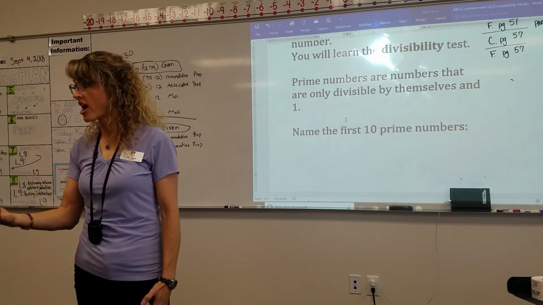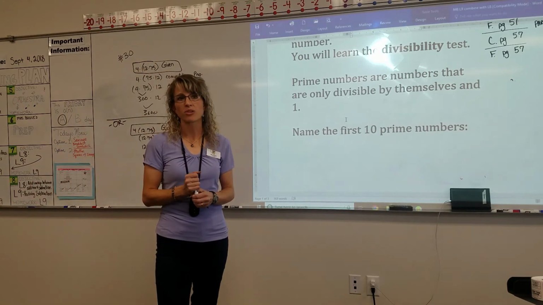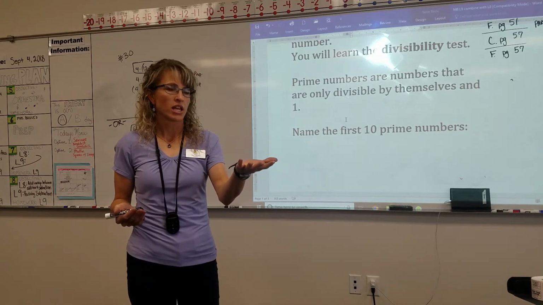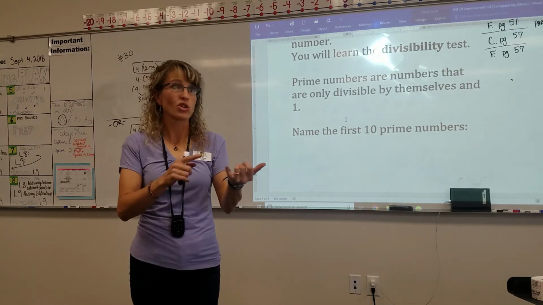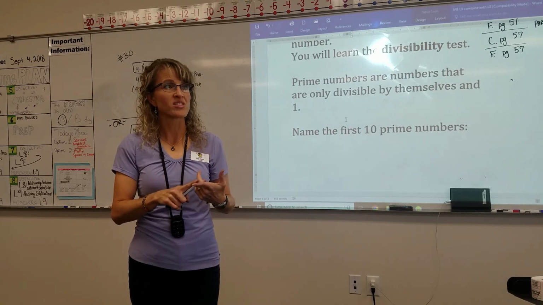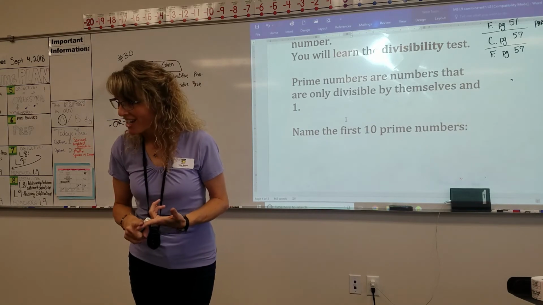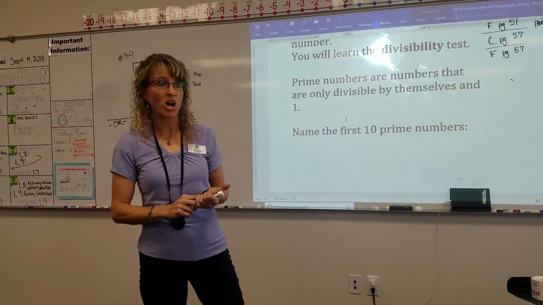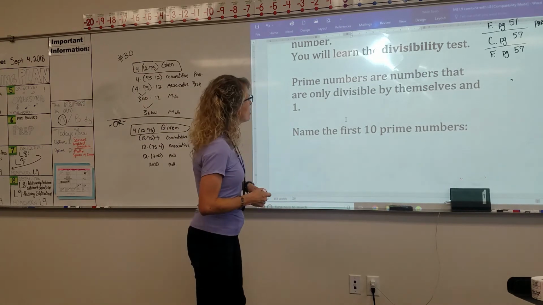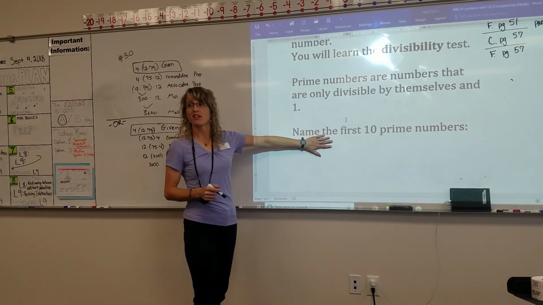So therefore, it's prime. A composite number would be a number that has factors, like 6. Okay, 6 is even, so 2 would divide into it. 2 and 3, 6 and 1. So 6 is composite. A number that has factors is called composite. What is it called, class? Composite. So we're going to do a list of the first 10 prime numbers to get you really thinking.